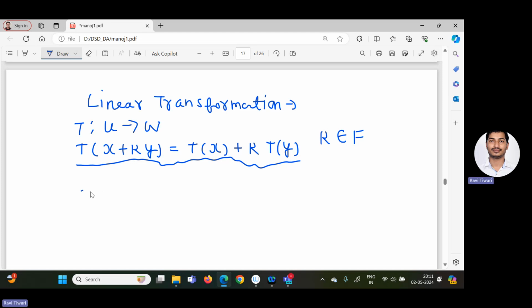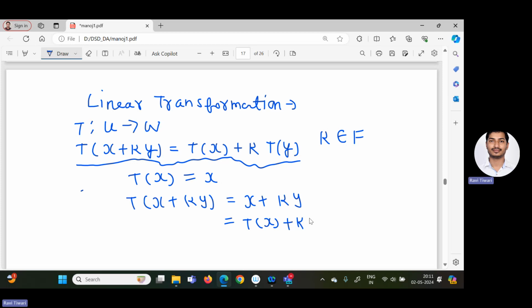So for an example, as is clear from the name, linear transformation. Suppose I choose T of x equal to x. Obviously this is a linear transformation, because if I replace x by x plus ky, this will be x plus ky, and this is equal to T of x plus k times T of y, because T of x is x and T of y is y. So this is a linear transformation.